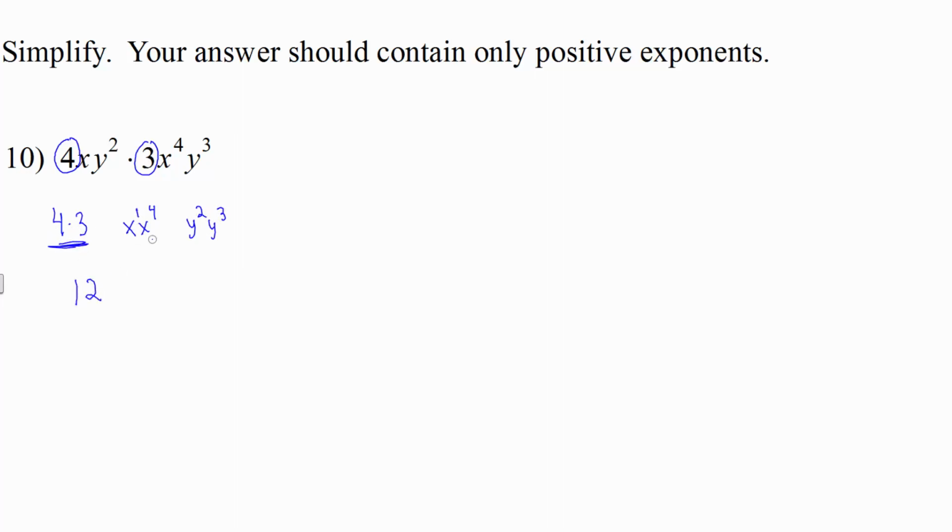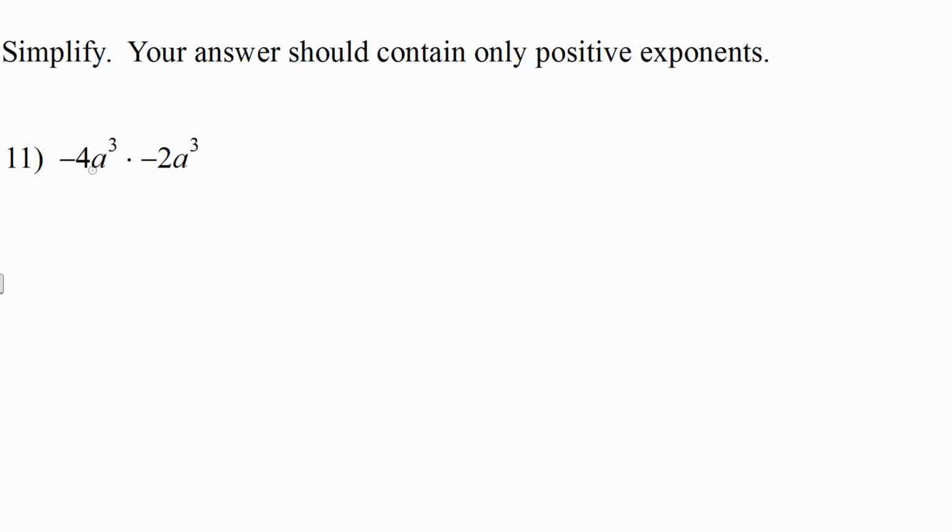This we need to think, oh, I'm going to add their exponents because I have one x and then I have 4 more x's, and that gives me a total of 5 x's. And then here I have 2 y's and then 3 more y's, so that's going to make it be y to the 5th power. So my answer here is 12x to the 5th, y to the 5th.